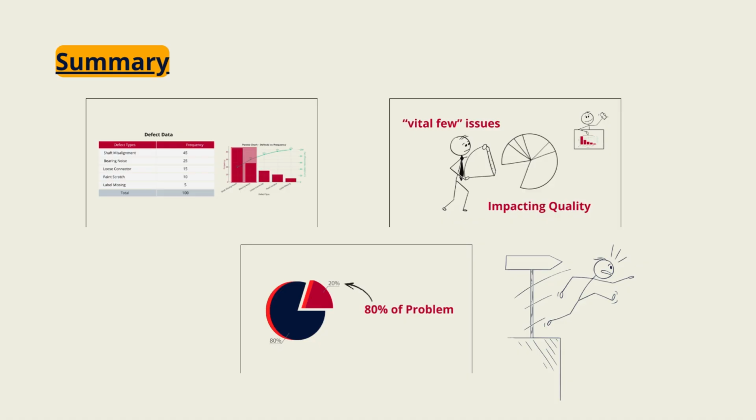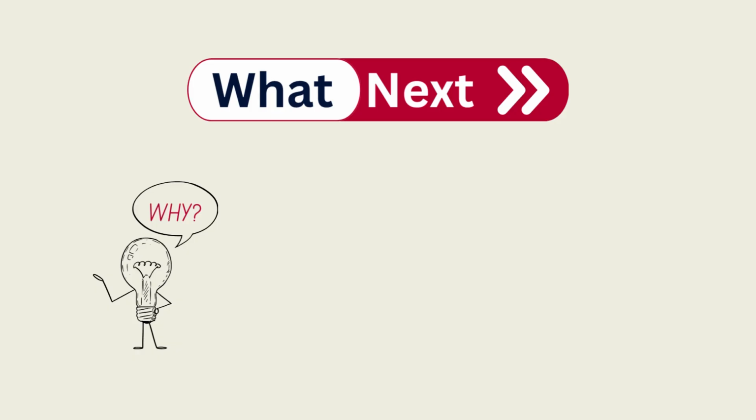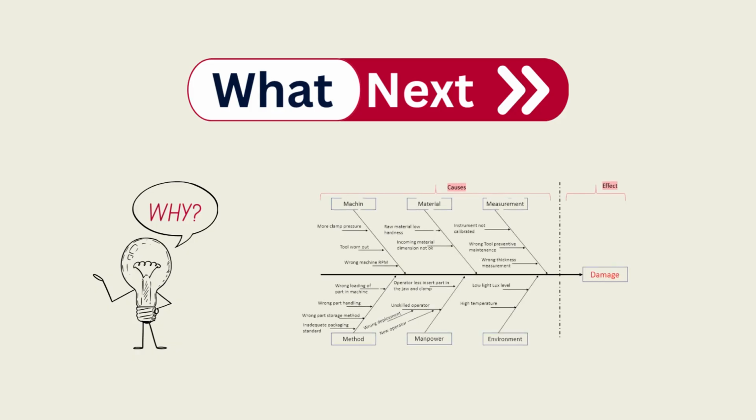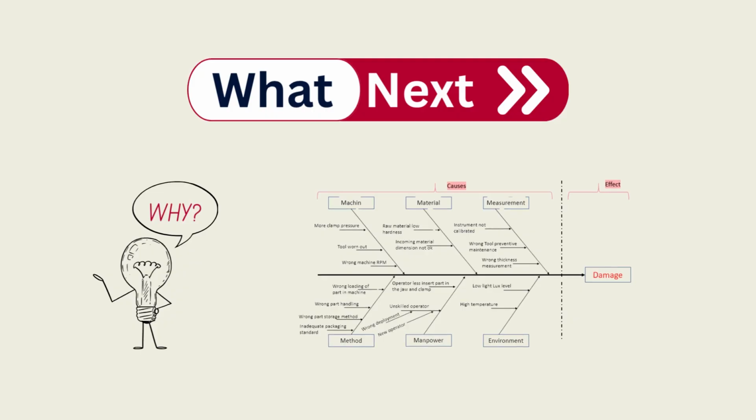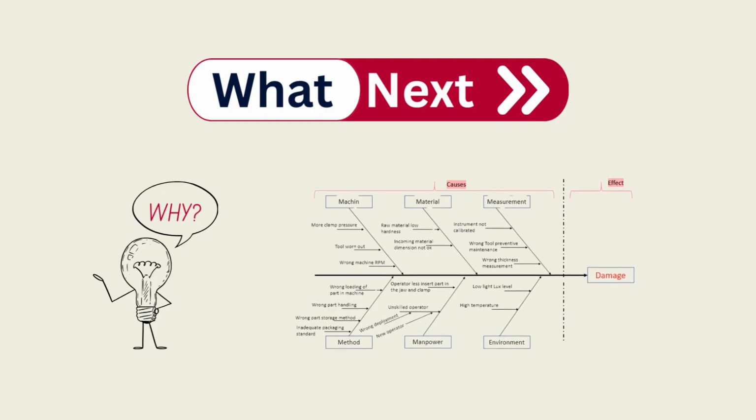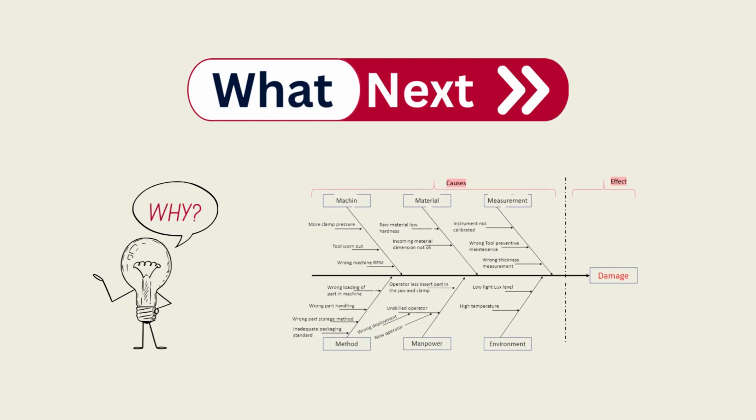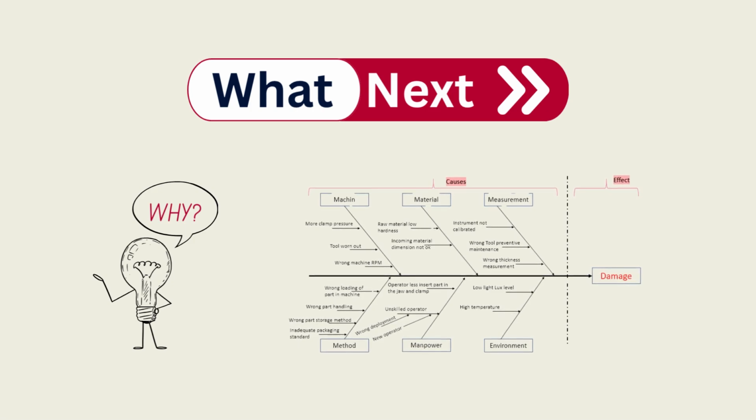Now that you've learned how to use the Pareto chart, the next step is to find out why those issues are happening. That's where our next tool, the cause and effect diagram, also called the Fishbone diagram, comes in. It helps you to find out the root causes for top defects from the Pareto chart.